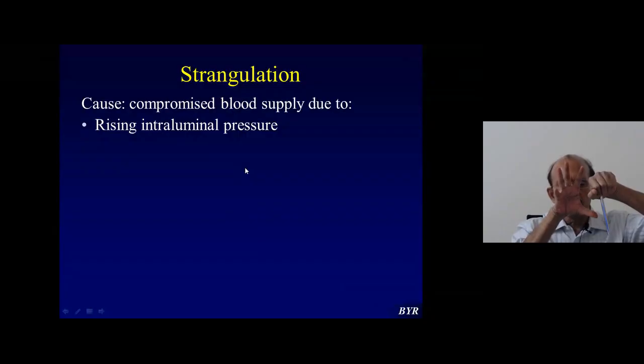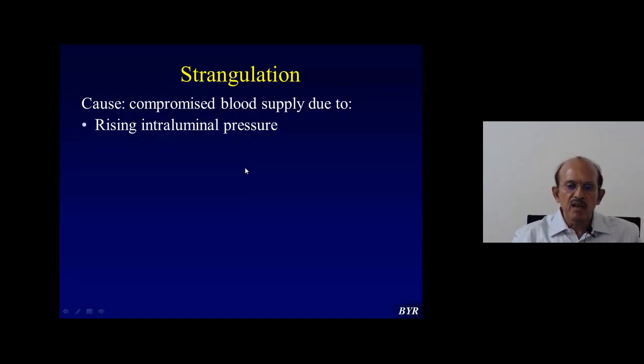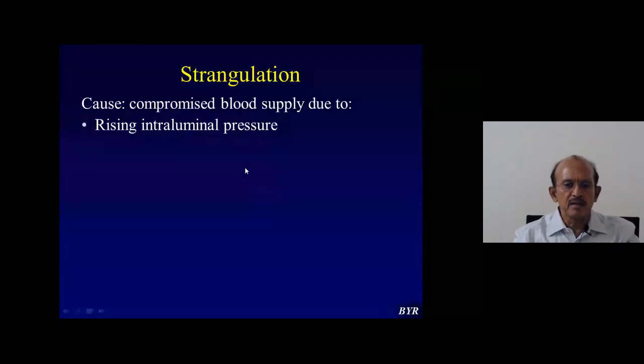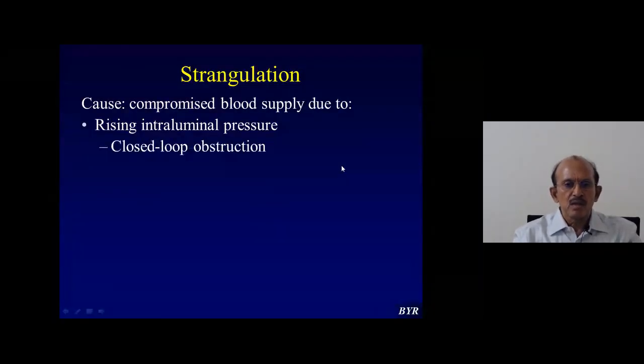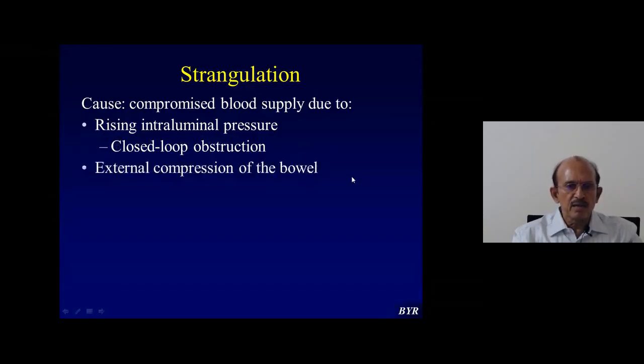When the bowel distends, what happens? This encircling vessel gets lengthened. When it's lengthened beyond a critical point, it gets completely occluded. So that is how whenever there is distension, there will be compromised blood supply. This distension is maximum in case of closed loop obstruction.